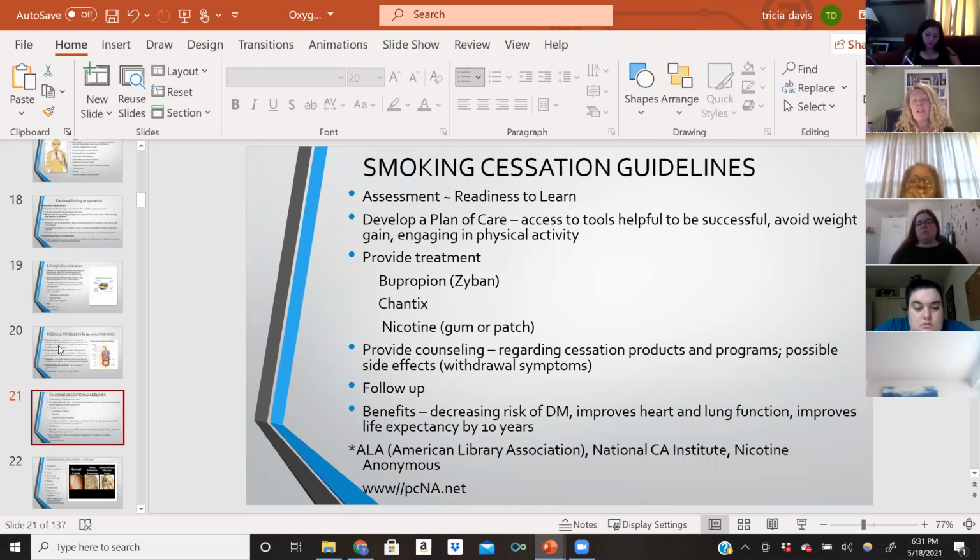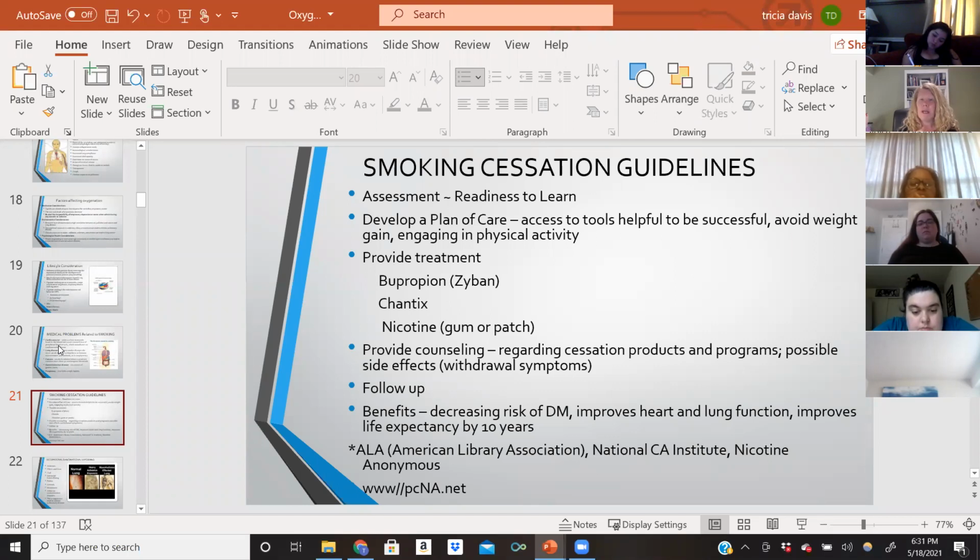And then if they are ready to learn, then you want to develop a plan of care. So you want to find out for them what type of tools might be helpful for them to be successful. So maybe they need nicotine gum. Maybe they need a patch. Maybe some people can just quit cold turkey. It just depends on what they think is going to help them.